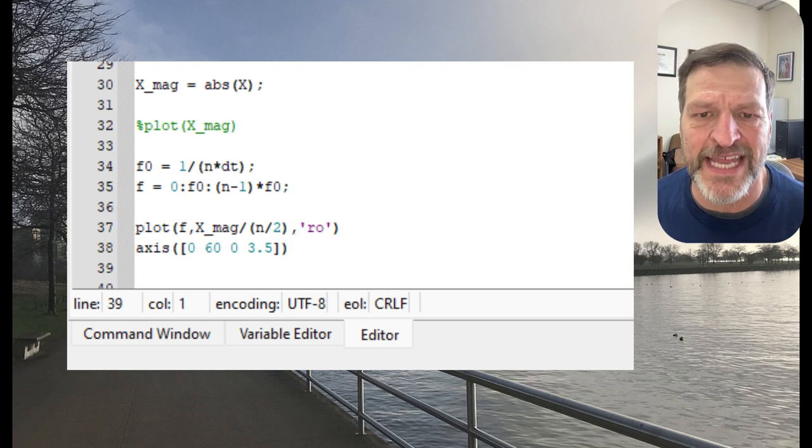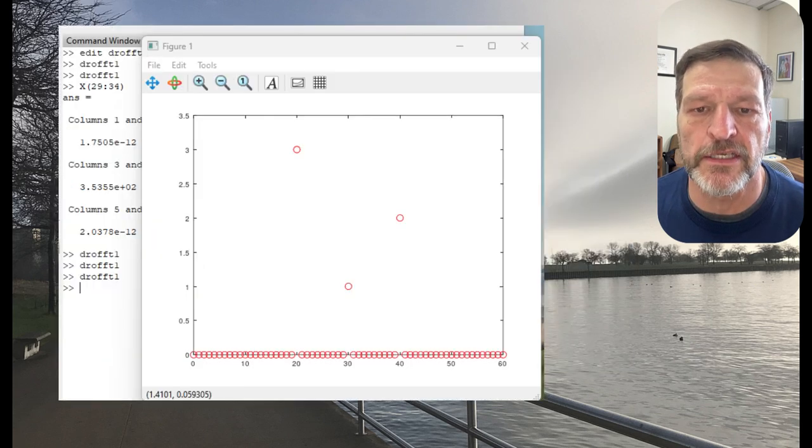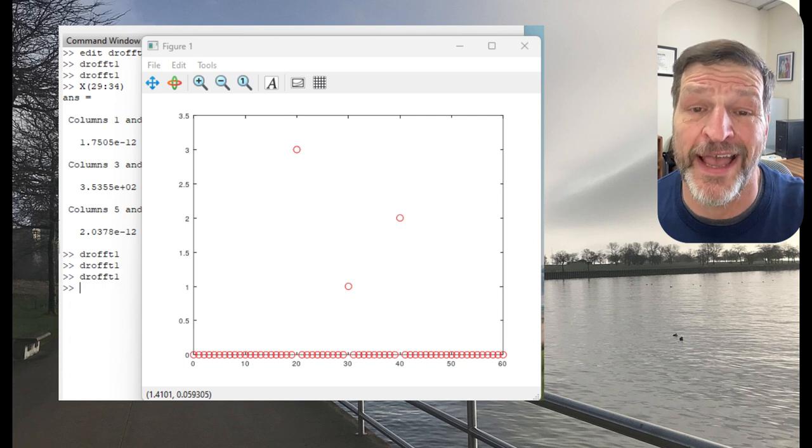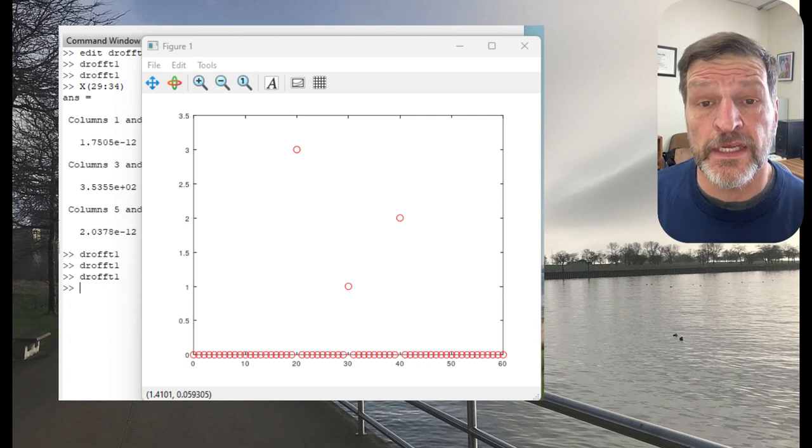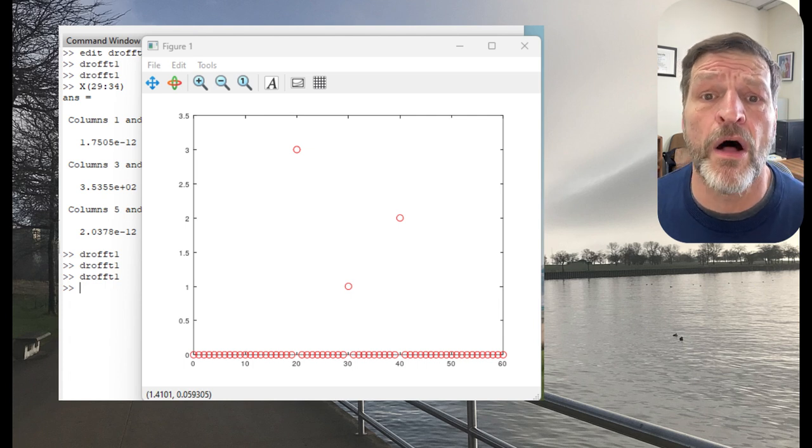And then I want to plot the data in red circles because I want to see if it's just 1 point each. And lo and behold, you take a look at that graph, and there it is: 3 at 20 hertz, 1 at 30 hertz, and 2 at 40 hertz. The magnitude of the signal at each of those three frequencies. The frequencies match up, the magnitudes match up. It works. This is how you do all FFTs.